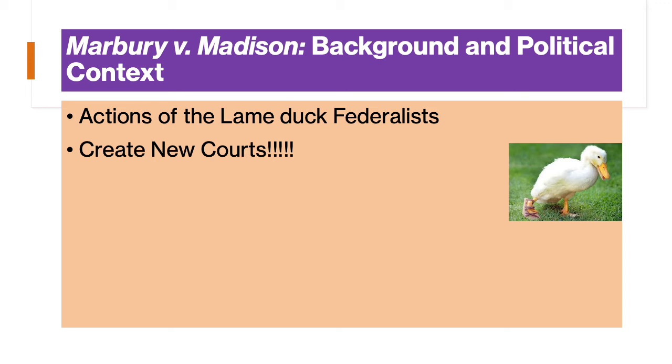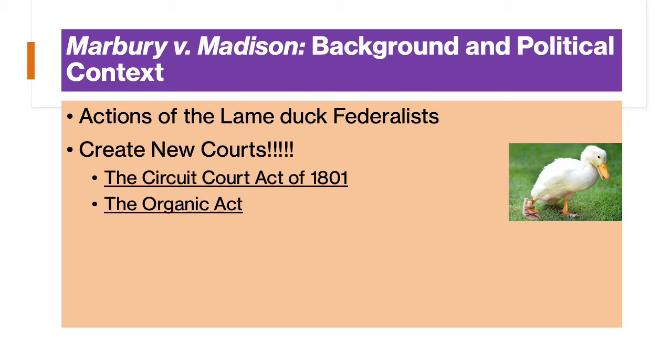They were like, fine, the Democratic Republicans, they won, but we are not going quietly into the night. We are going to leave our Federalist mark. And the way that they did that was creating a bunch of new courts. They passed the Circuit Court Act of 1801 and the Organic Act at the same time.